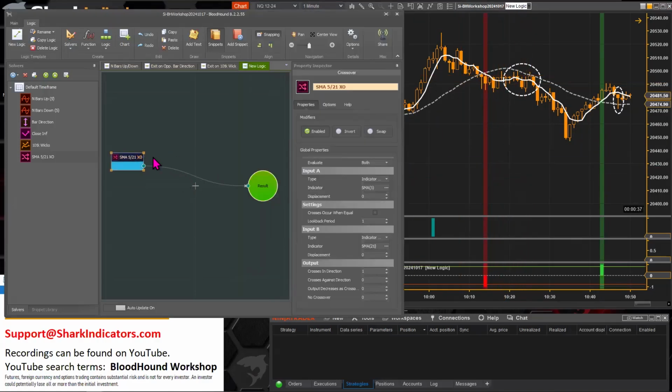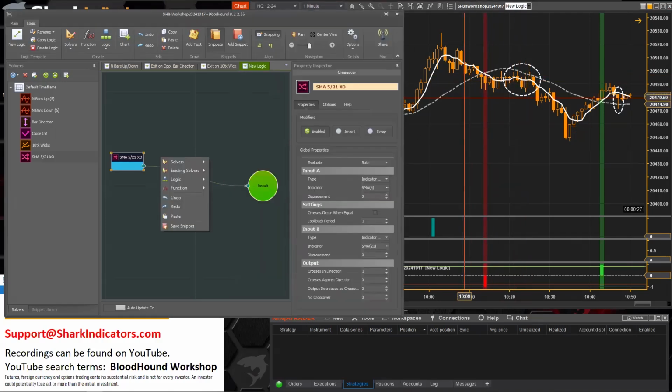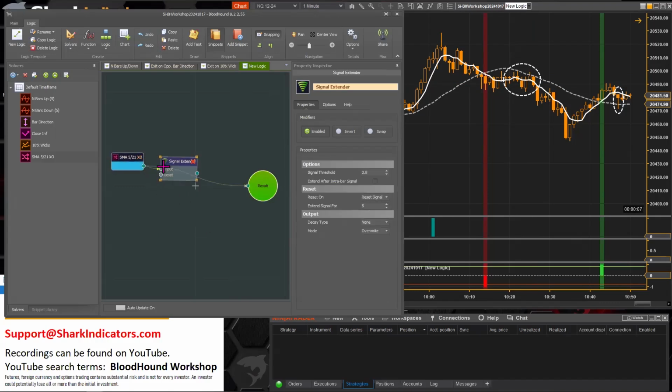So what I'm going to do is, obviously the pullback happens several bars later. So we need to take this crossover setup signal and extend it forward long enough for that pullback to occur. So to do that, I'm going to use this function node, the signal extender. So we're basically going to extend these crossover setup signals forward there.